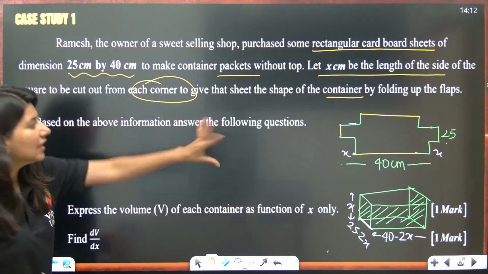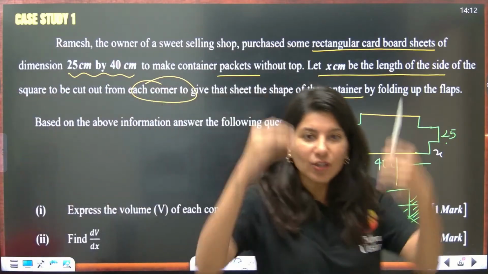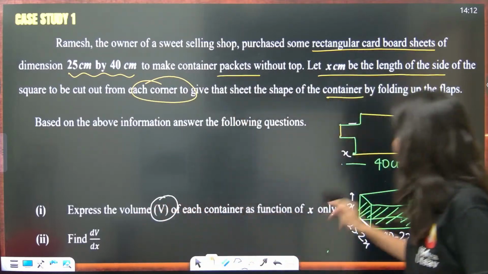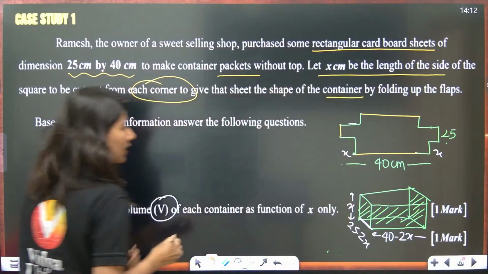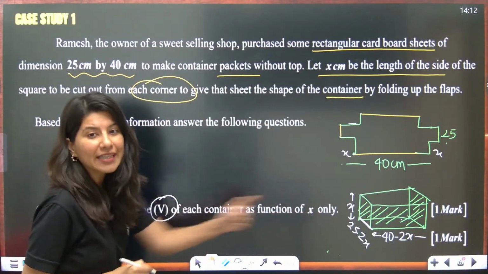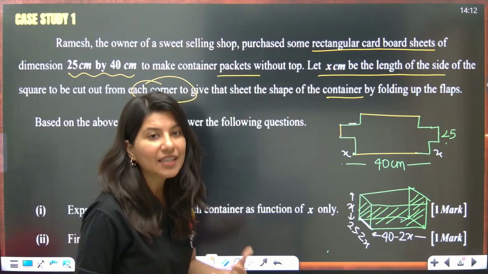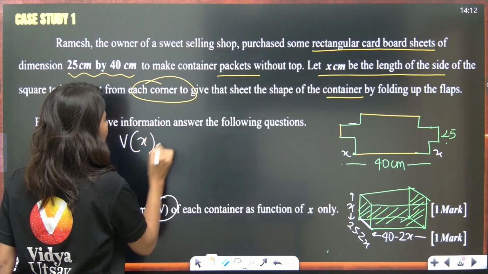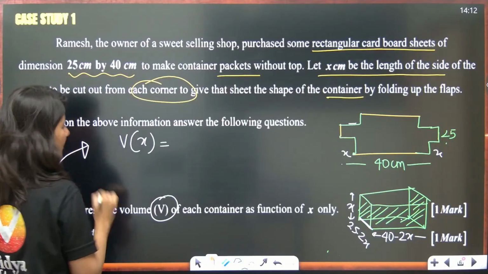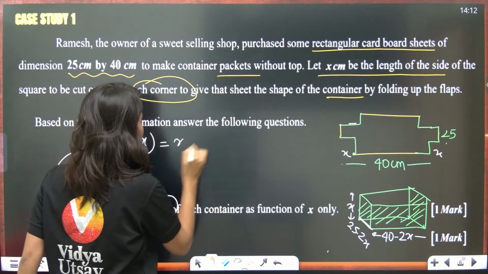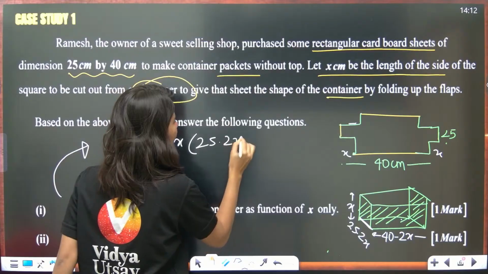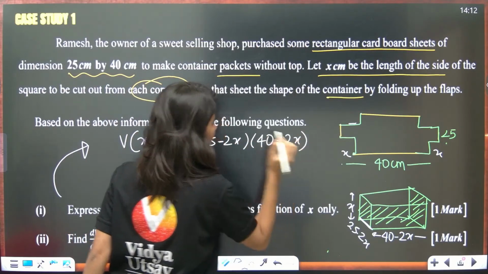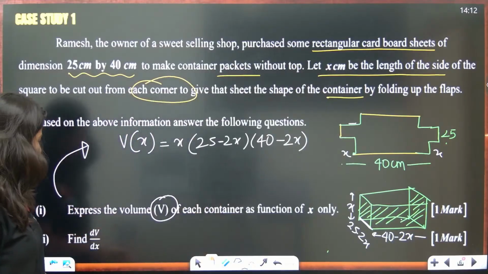Okay. Now we need to answer the following question. Now the question has become very, very easy. Find the volume of the container as a function of x only. So volume of a cuboid, can anybody tell me? Ma'am, length into breadth into height. So volume as a function of x. Okay, the solution to this is x into (25 minus 2x) multiplied by (40 minus 2x). Okay, this is volume as a function of x.